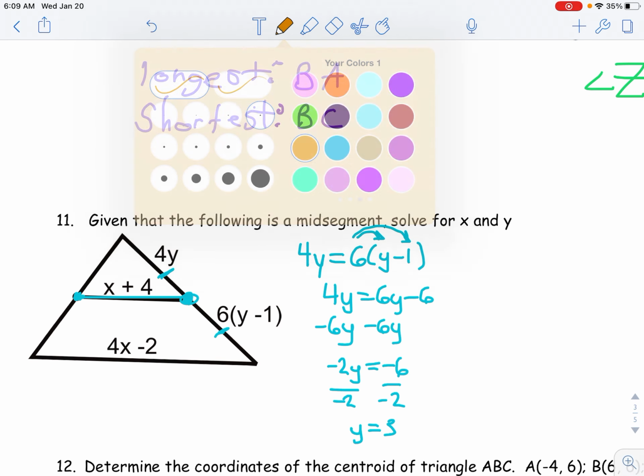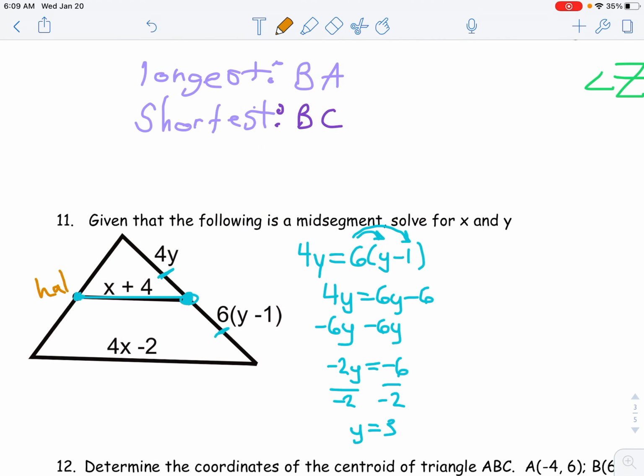Mid-segments are half of the opposite side. That means I'm just going to multiply by 2. I always like to multiply the mid-segment by 2, less likely to run into fractions that way. But if we're able to set this up, we're in good shape.